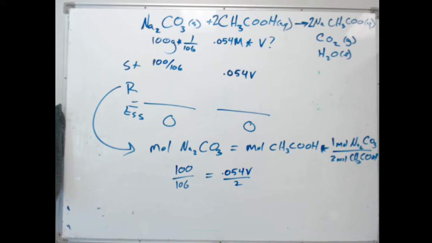Okay. 100 divided by 106 is going to be like 0.95. Multiply that by 2, you've got 1.9 divided by 0.054. I can't do that in my head.